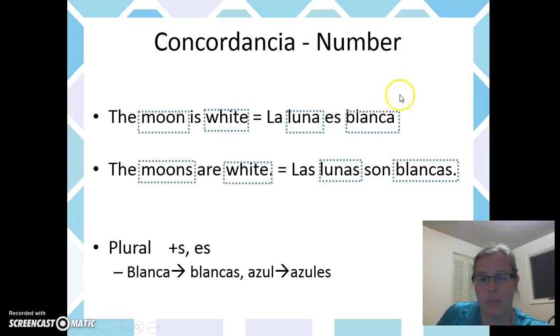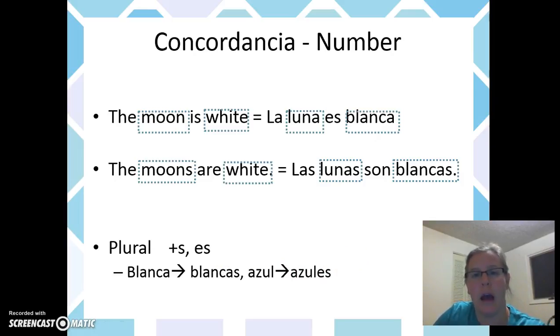In order to make things plural, it's super easy. For the most part, you're going to add an S if it ends with a vowel. If it ends in A, E, I, O, or U, like blanca, just make it blancas. Easy peasy. If it ends in a consonant, so anything that's not a vowel, then you need to add ES, azules. Okay? It's pretty straightforward.